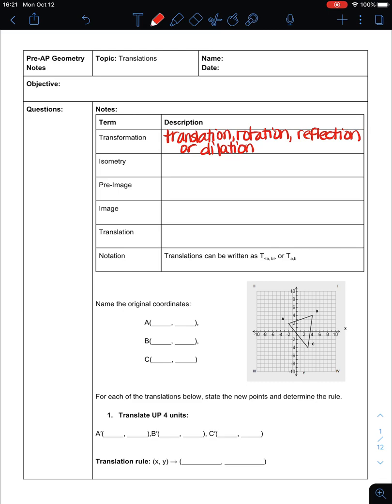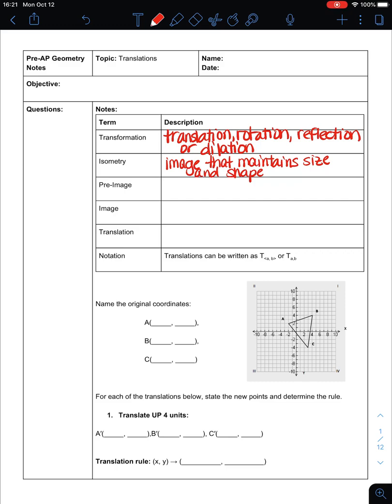In geometry, there are 3 of the 4 that are considered isometries. An isometry is an image that maintains its size and its shape. It may change locations, but it will not change its size and it doesn't change its shape. That is called an isometry.